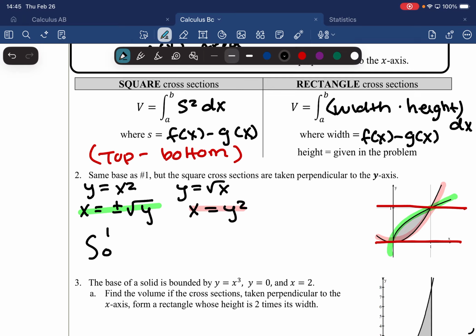And then remember that one equation of x, when I solved for it, I got plus or minus the square root of y. And that is the green function that I highlighted off to the right. Since we're in the first quadrant, would that be the positive or negative square root of y? Positive. And since that function is on the top, I'm going to do square root of y positive, because it's in the first quadrant. Minus the bottom function, which is y squared, dy.